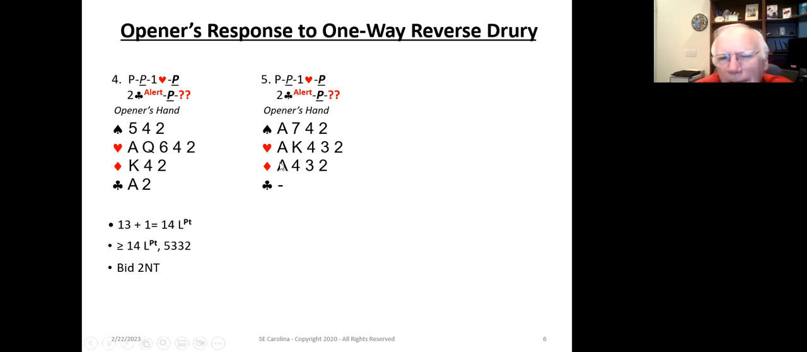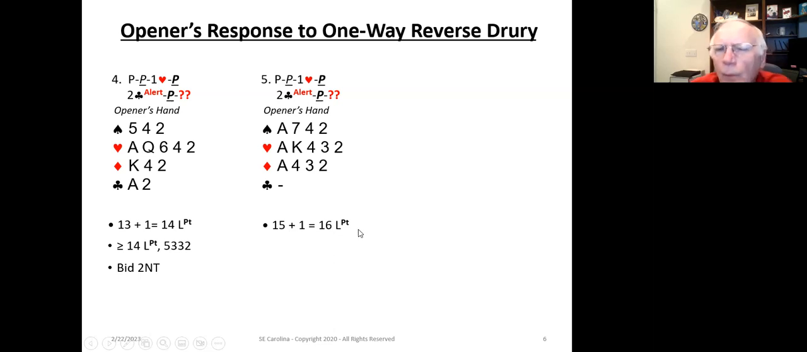It's an interesting hand. Okay, we open 1 heart in third seat. Our partner bids 2 clubs, say, initiating Drury. And we've got this shape here: 4 spades, 5 hearts, 4 diamonds, and no clubs. We're still counting length points because our partner is the one that's going to count distribution points. We've got 16 length points.